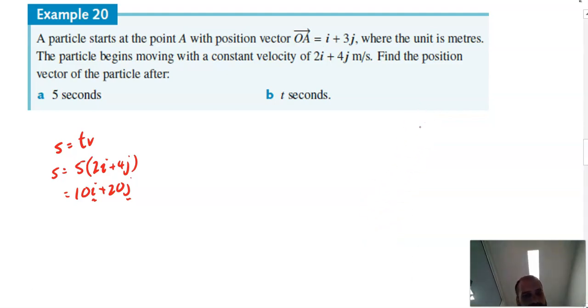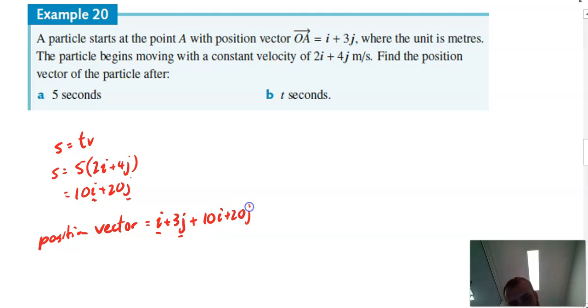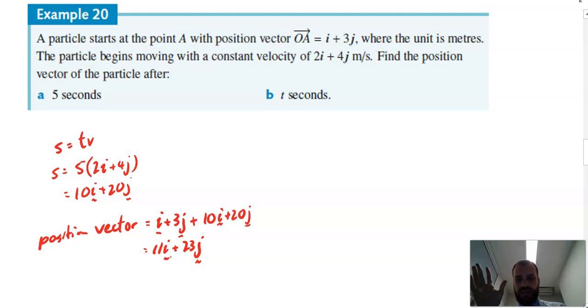All right, so position vector equals starting position, i plus 3j, plus the displacement vector, 10i plus 20j, and we'll have 11i plus 23j. All right, that's pretty straightforward. The next bit, a little more complicated, not just after 5 seconds, but after t seconds.